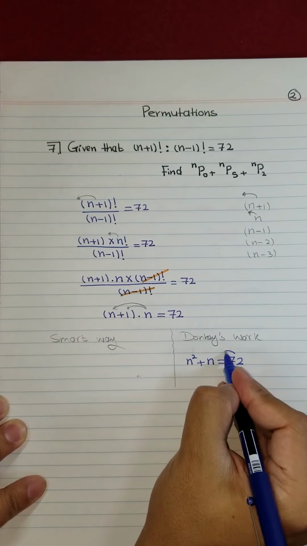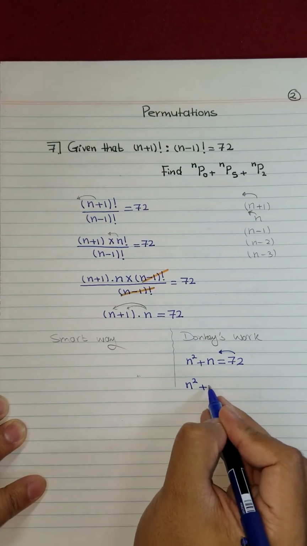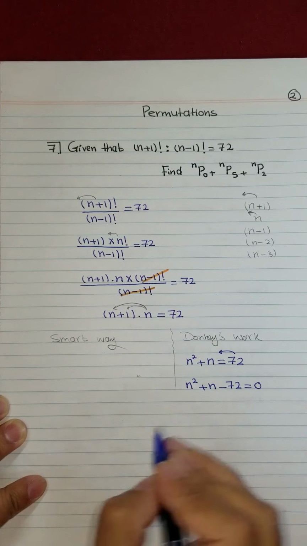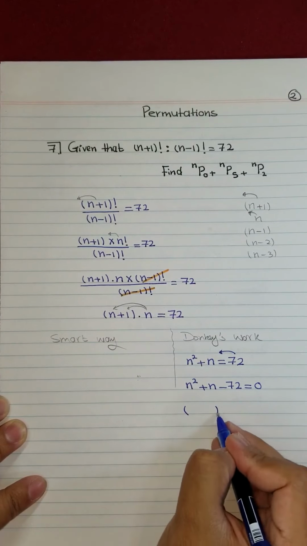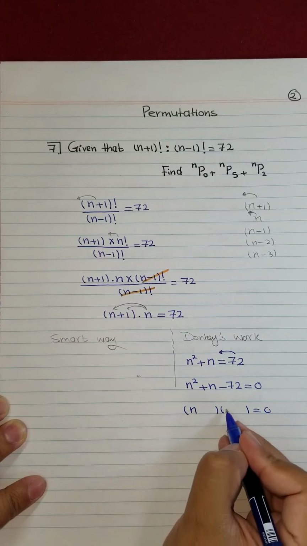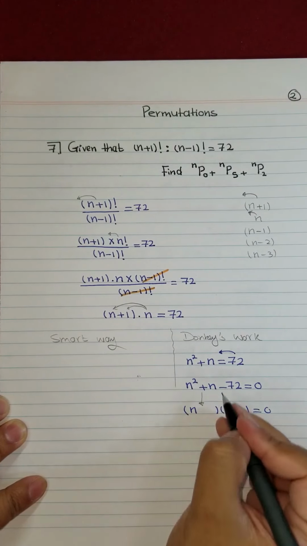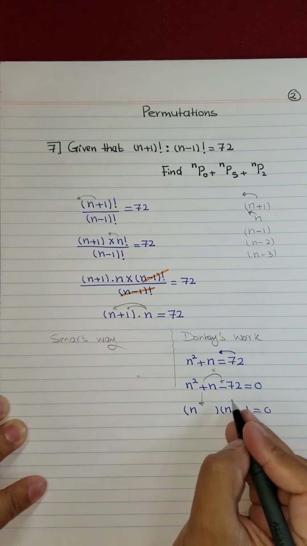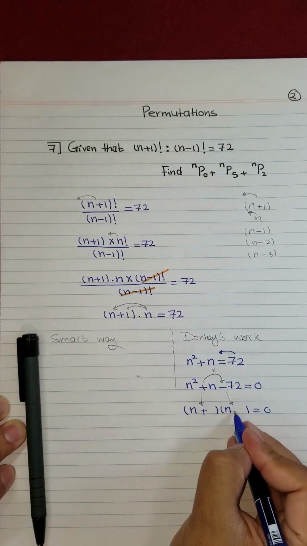We transpose the 72 to the other side because this is now a quadratic. So n squared plus n minus 72 is equal to 0. Good. So now we need to factorize this. So it's 2 brackets equal to 0. N squared is n times n. Now the signs: you get a plus here, and plus times minus is minus. You write it there. So it's plus here and minus here.